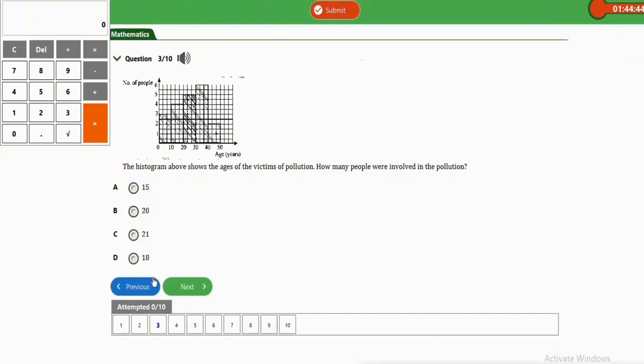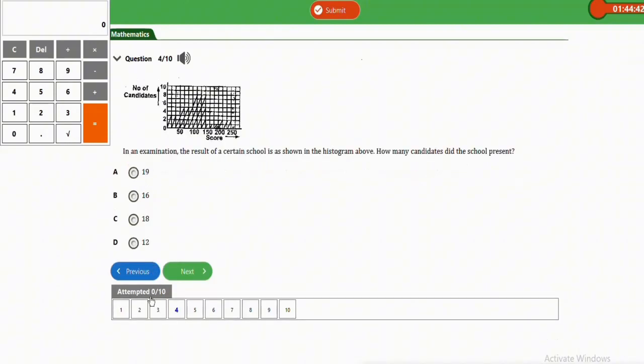Alright, so the next repeated question will be this question. We have, in an examination, the result of a certain school is as shown in the histogram above. How many candidates did the school present? Alright, now the horizontal axis is for score, the vertical axis is for number of students. So people that scored 0 to 50, when you trace it on the histogram, we have it to be 3.